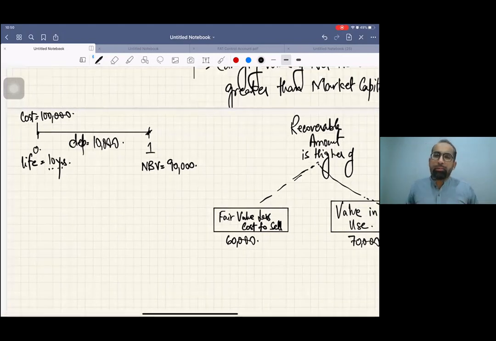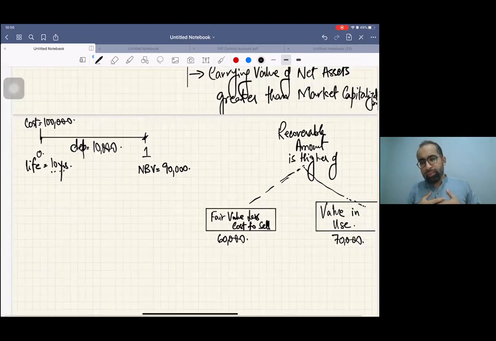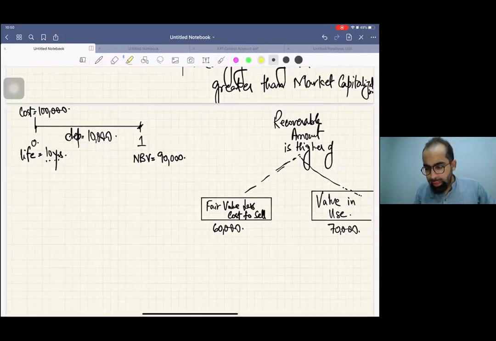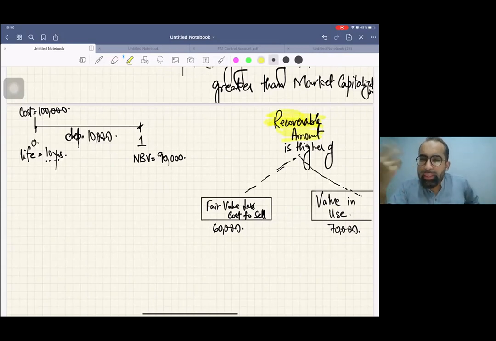Look at me. We go to the asset and we calculate this thing, recoverable amount. We calculate the recoverable amount of that asset. Now the student asks, sir, what is recoverable amount? So in simple, easy language, recoverable amount means the maximum benefit we can obtain from that asset.